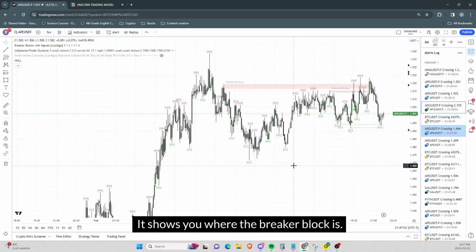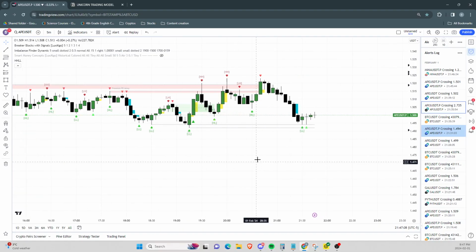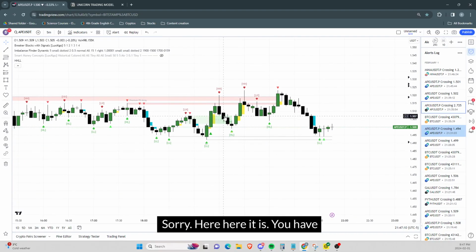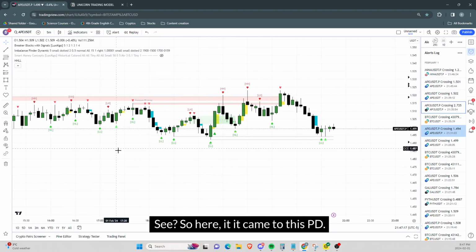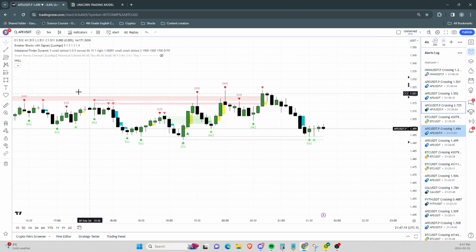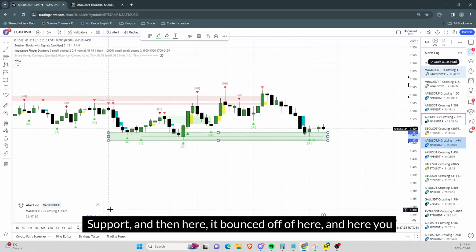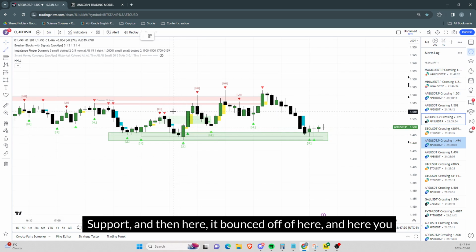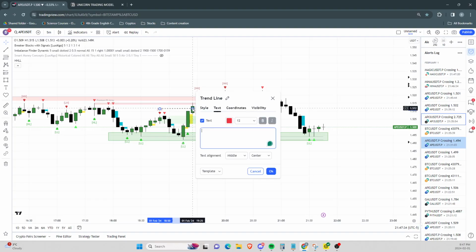It shows you where the breaker block is. Sorry, here it is. You have a breaker block and a fair value gap. See? So here it came to this PDRA. Support. And then here it bounced off of here. And here you have a market structure shift.